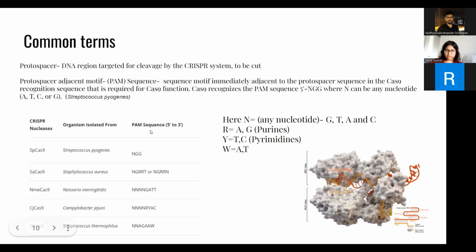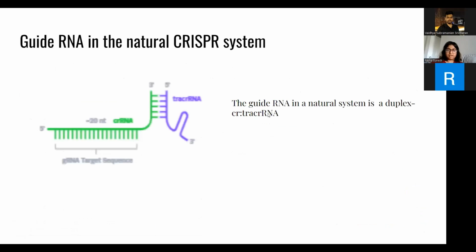So I have also taken the liberty of writing down a few more PAM sequences over here from different bacteria, which you guys can go over later. But here, N is any nucleotide: G, T, A, or C. And I will go over an exercise later.